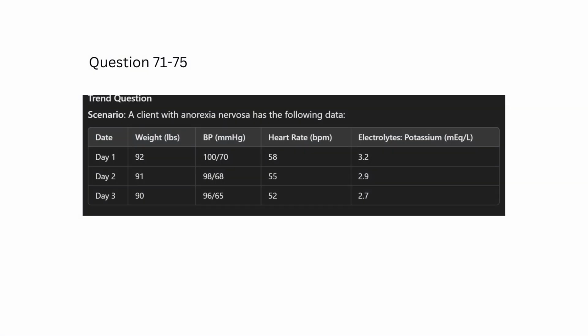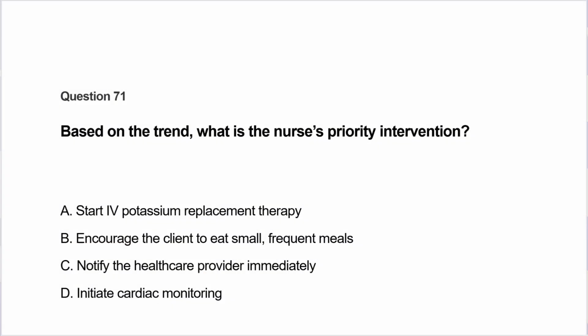Questions 71 to 75. Trend and critical thinking. Trend question. Scenario. A client with anorexia nervosa has the following data. 71. Based on the trend, what is the nurse's priority intervention?